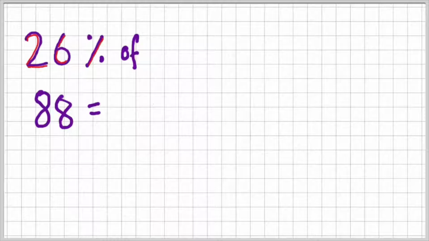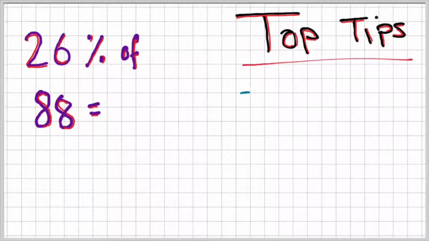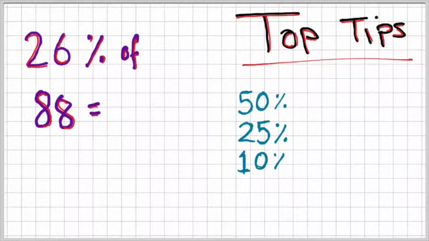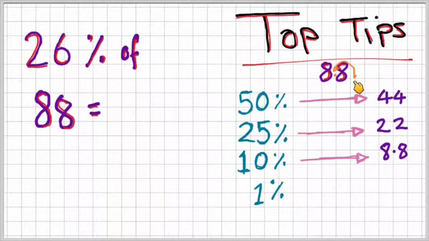So let's do another example, 26% of 88. So the top tip here then would be to work out 25% and 1% of 88. Now it's quite helpful to work out what 50% is and to work out what 10% is. So if I've got 88, half of 88, which is 50%, is 44. And then a half of 44 would give us 25%, which in this case is 22. 10% is always a quick one to do. You just move the decimal once to the left, which gives us 8.8.